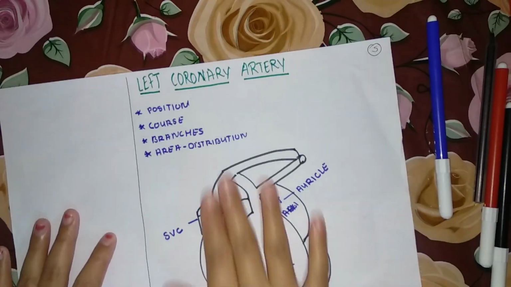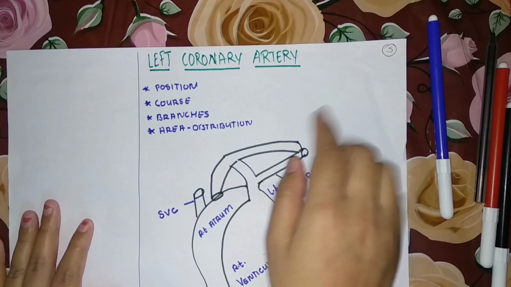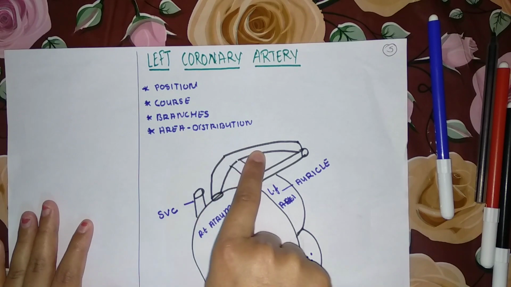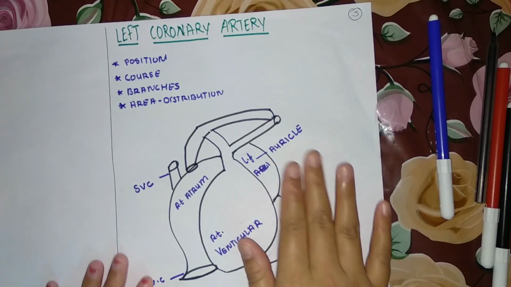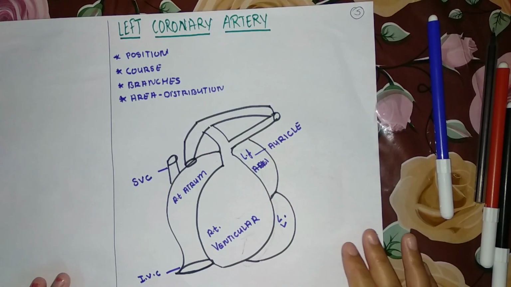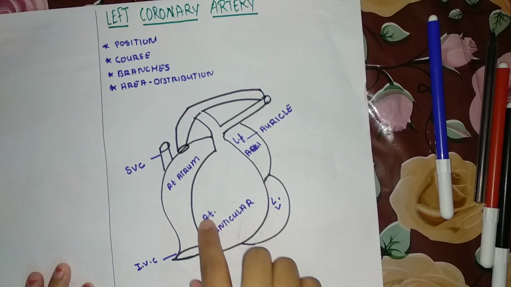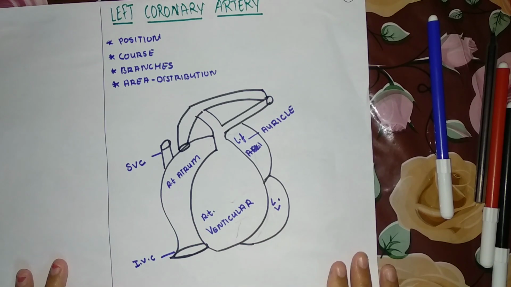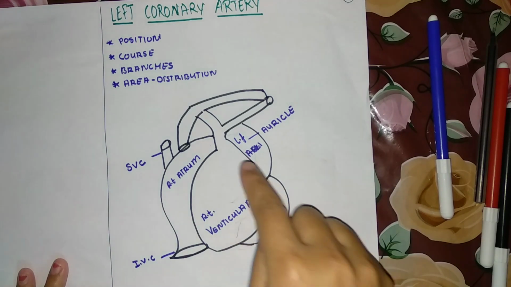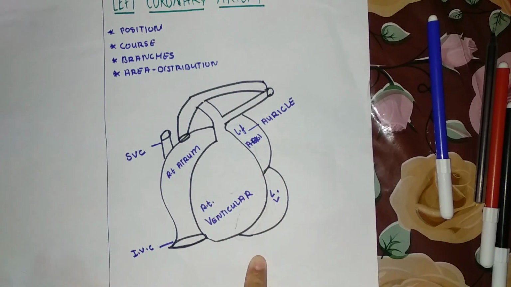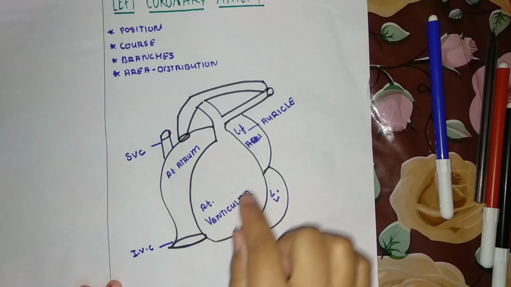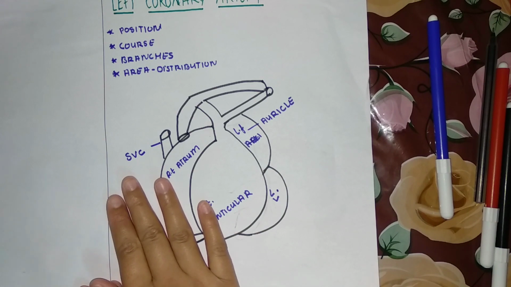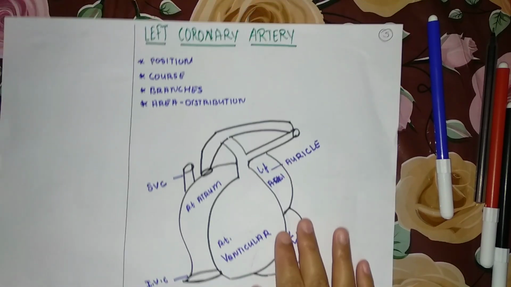Under the left coronary artery we will study its positions, courses, branches and area of distribution. This diagram is like the previous diagram, we just have to name it, it's very easy to draw. This is the anterior view of the heart. You can draw this diagram for external features of the heart as well as for blood supply of the heart.